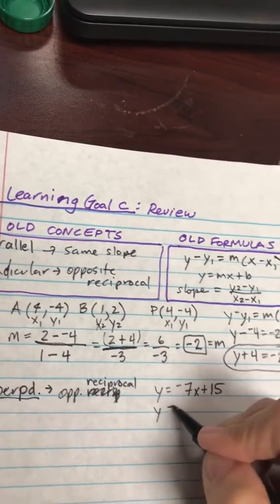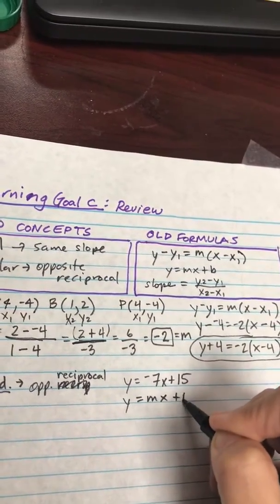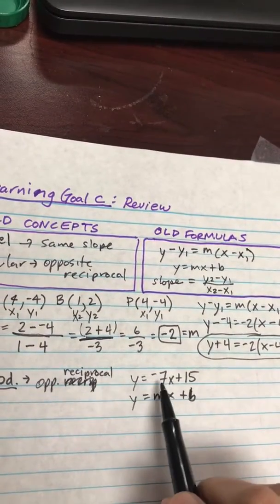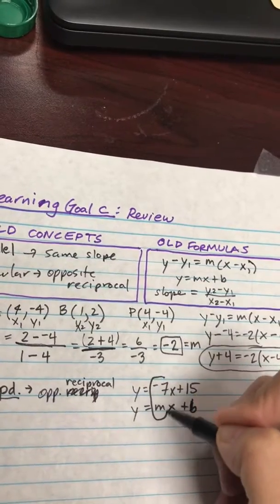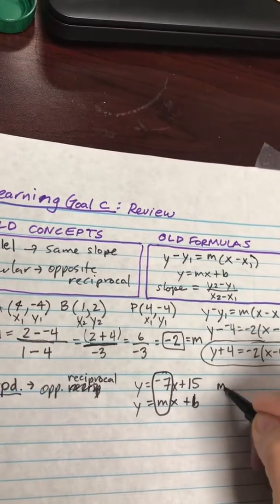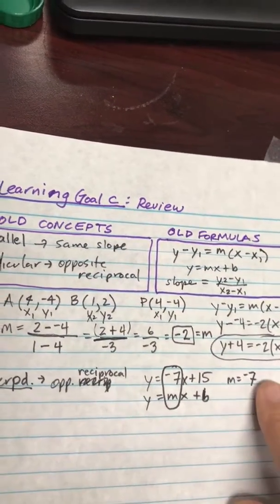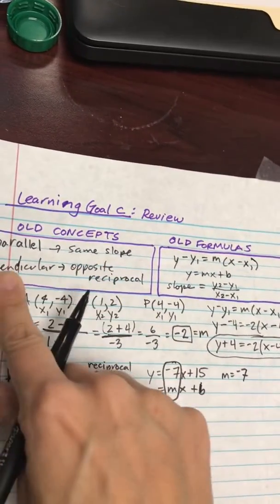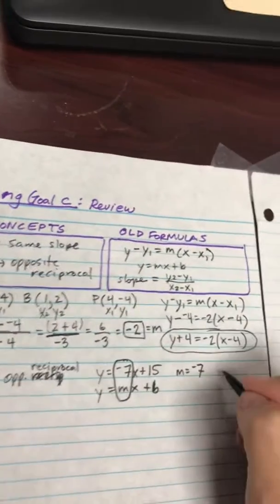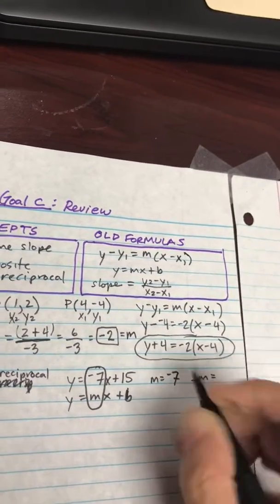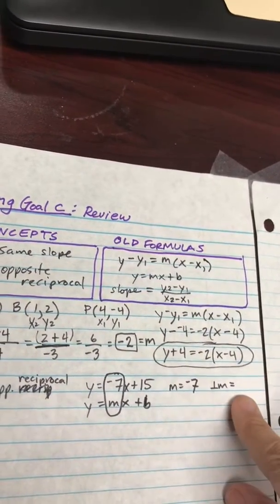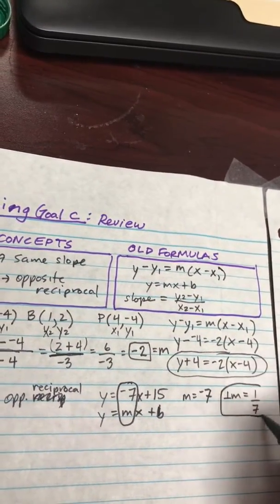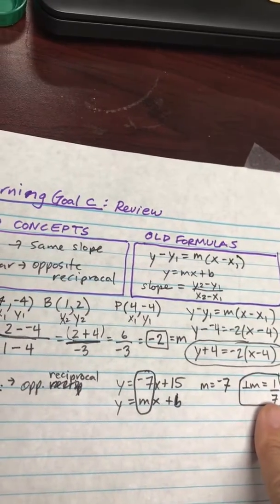If you know y equals mx plus b, we like this format because if y is by itself, we know the slope is the number in front of the x. So the slope here is negative 7. Aha! But I can't keep the same slope because they said the word perpendicular. So my perpendicular slope, instead of being negative, is positive. Instead of 7, it's 1 over 7. Now I have my perpendicular slope.